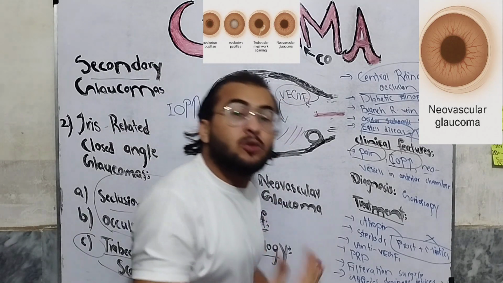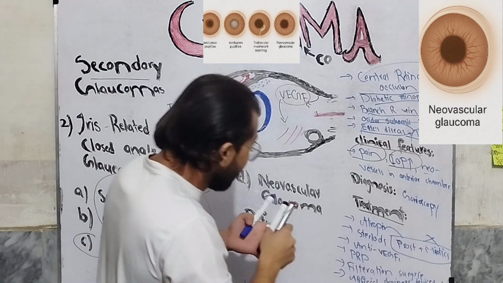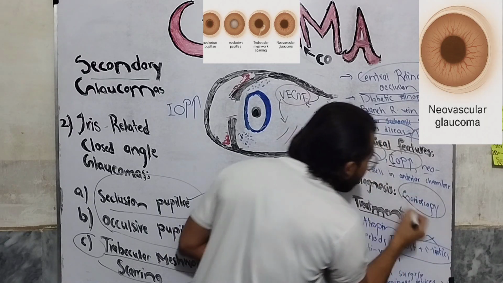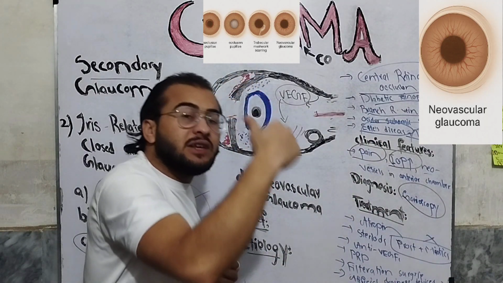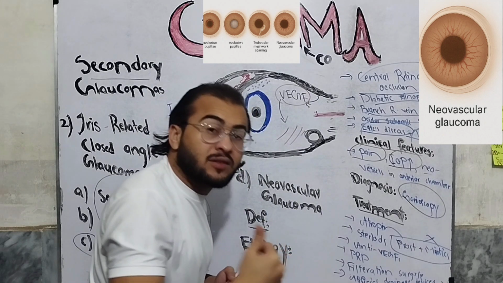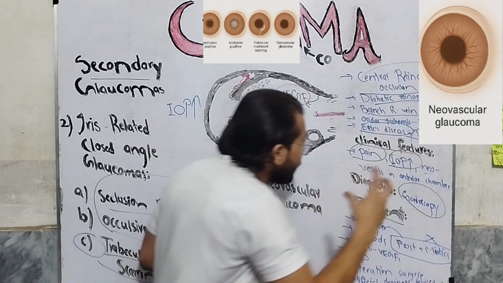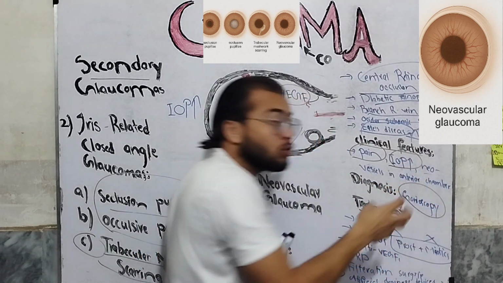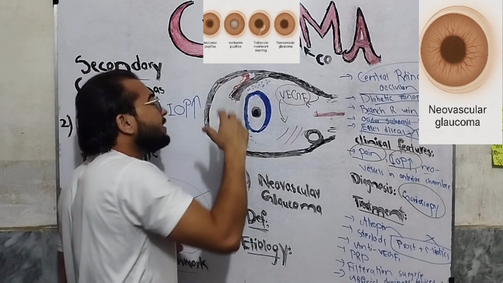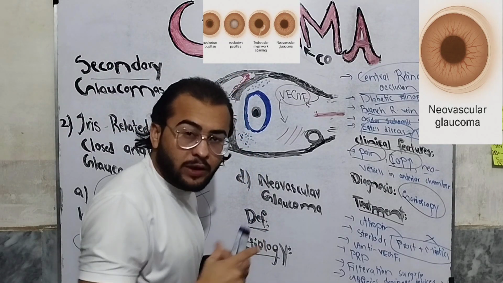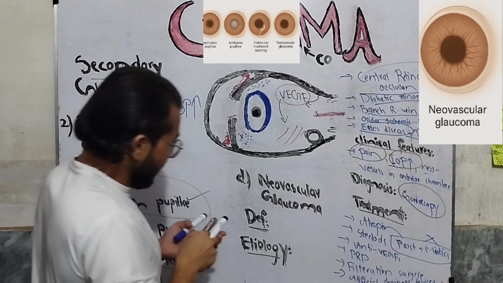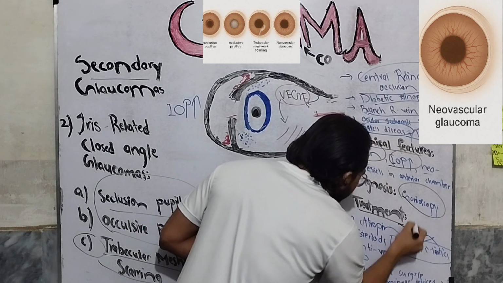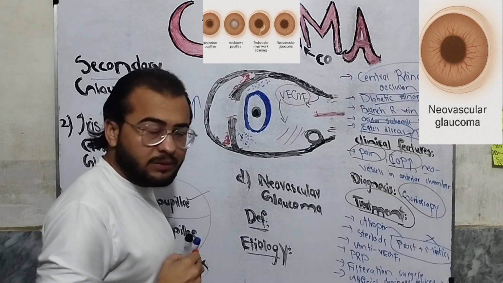Now how can we diagnose the condition? The condition can be diagnosed with gonioscopy. The analyzing of the anterior chamber angle with a gonio lens is called gonioscopy. So when we do gonioscopy, we can tell whether there are new vessels or not. Now how can we treat the condition? As the condition is dangerous, how can we treat it?